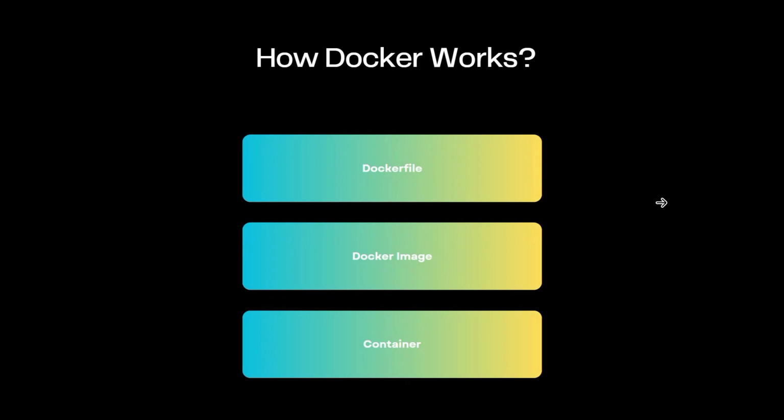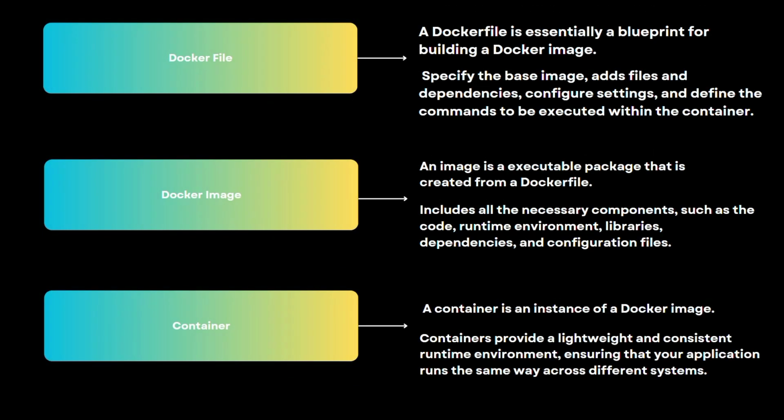Now, to understand how Docker works, there are three things you should know: Dockerfile, Docker image, and container. Dockerfile: you use a special file called a Dockerfile to create these containers. A Dockerfile is essentially a recipe or a blueprint for building a Docker image. It contains a set of instructions that specify the base image, add files and dependencies, configure settings, and define the commands to be executed within the container.